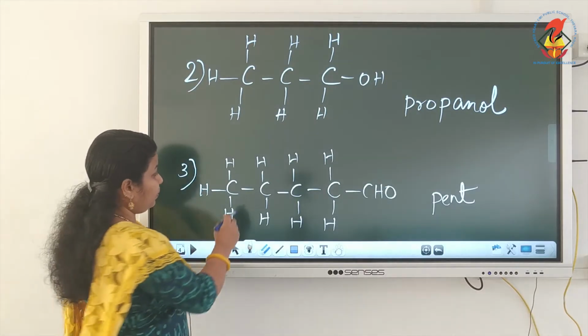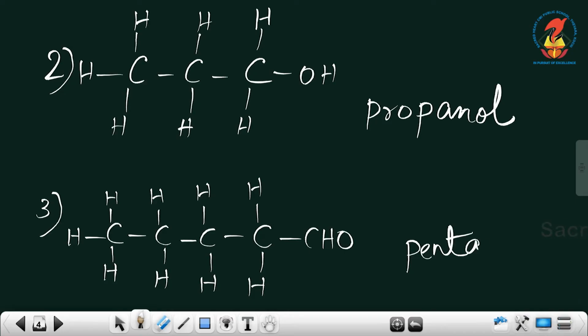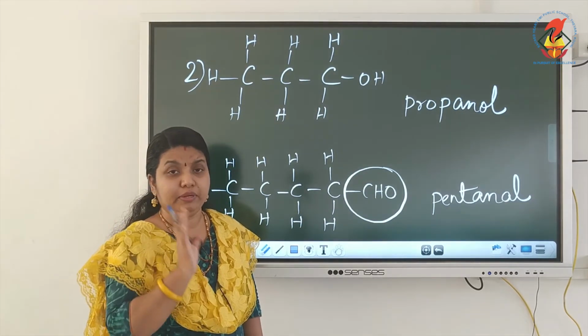What is the nature of the bond between carbons? All the bonds between carbons are single bonds. So we write it as pentane. It's a compound of pentane. Now what is the functional group here? Here the functional group is CHO. CHO is aldehyde. So it is to be added as suffix. What is the suffix to be used here? Here the suffix to be used is al, al for aldehyde. So delete the final E from pentane and write al, making the name pentanal.